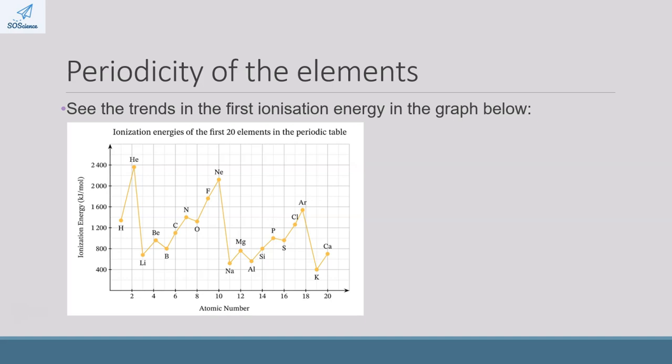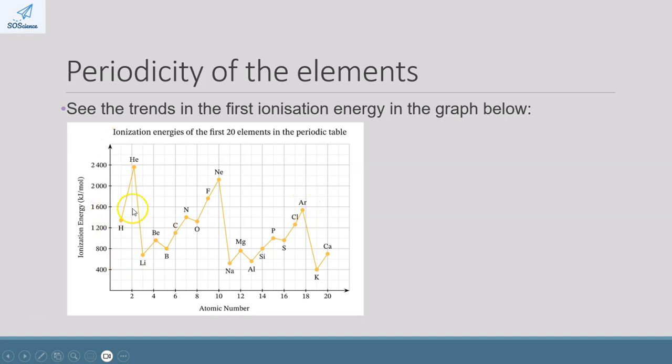Now, it looks confusing, but a few things we need to note. This is period 1, hydrogen and helium. This is period 2, starting at lithium and ending at neon. This is period 3, starting at sodium and ending at argon. And remember, we're only zooming in up to element number 20, and we can see that the first ionization energy of calcium is bigger than that of potassium. Regardless, there is a general upward trend in ionization energy.